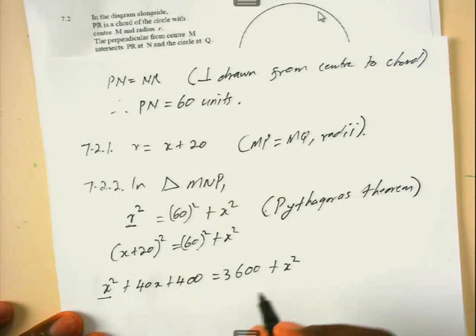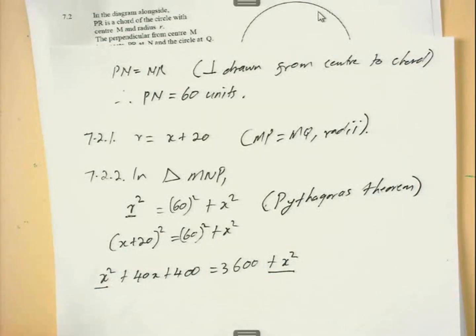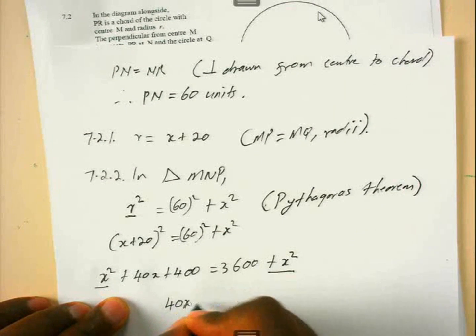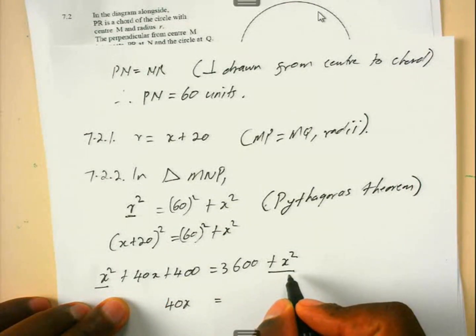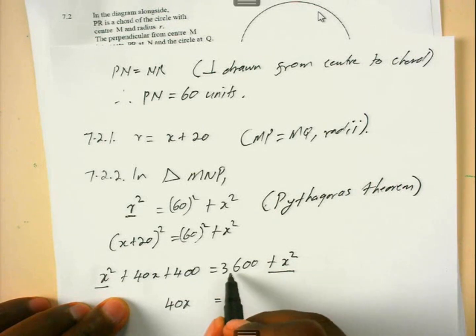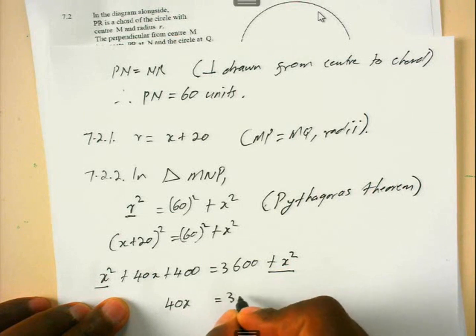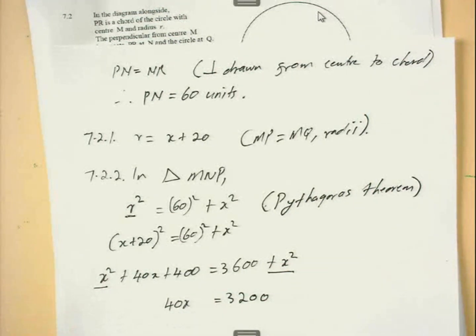X squared, you transpose to the other side, cancels off. X squared eliminates X squared. So X squared is off. What are we left with? On the left hand side, we'll then be left with 40X. Now we need to transpose 400 to the right. Then you've got 3,600 minus 400, which will give you 3,200. Now, what do we do for us to solve X?